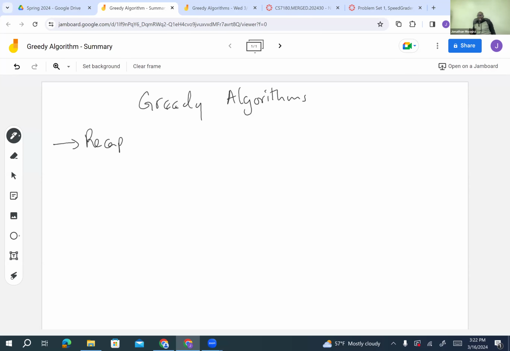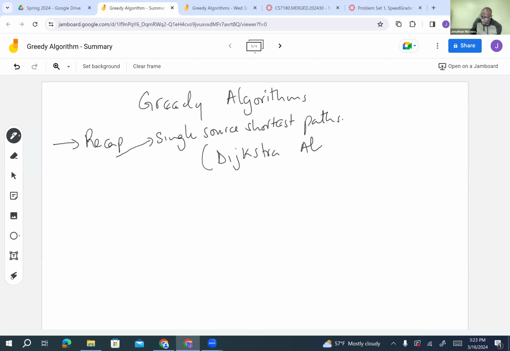So what did we discuss last time? We went through a couple of techniques. One of these techniques was single source shortest path algorithms. In our case here, we discussed the famous Dijkstra algorithm, and we used this algorithm to calculate a single source shortest path where the weights of the graph have been given. So this has been on weighted graphs.